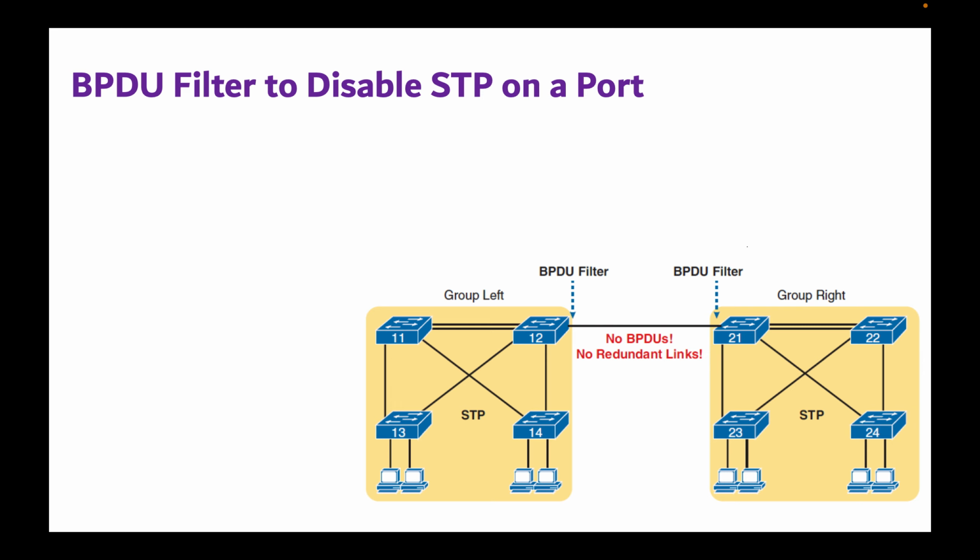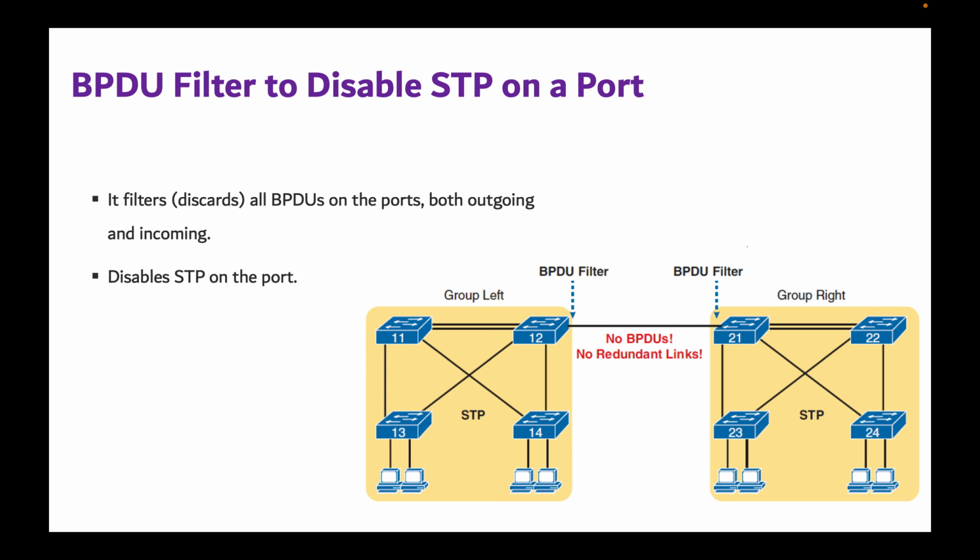If you see in the topology, if you have two firms, and you don't want these two firms to participate in the STP setup, you can just enable BPDU filter, which will completely stop both incoming and outgoing BPDUs. Using this filter is very risky because it effectively disables STP on that port. This feature is really risky. Do not use it in a production network unless you have thoroughly tested and understood what it can cause.